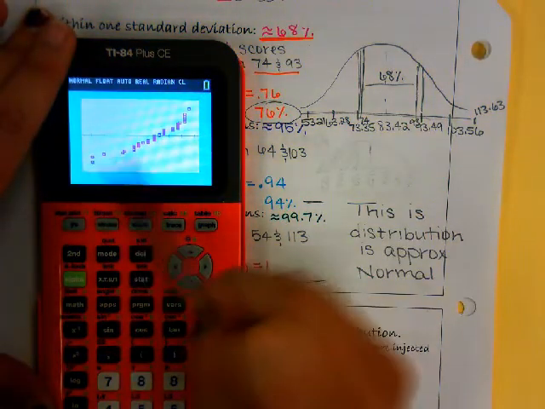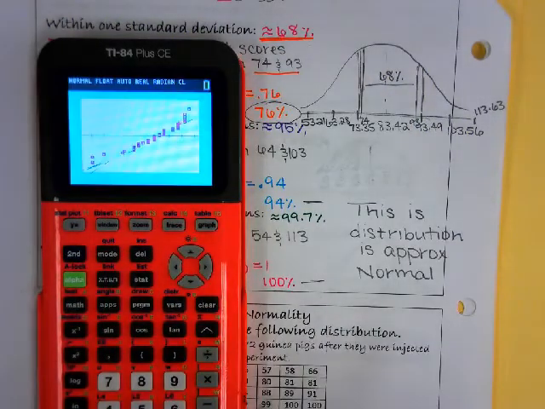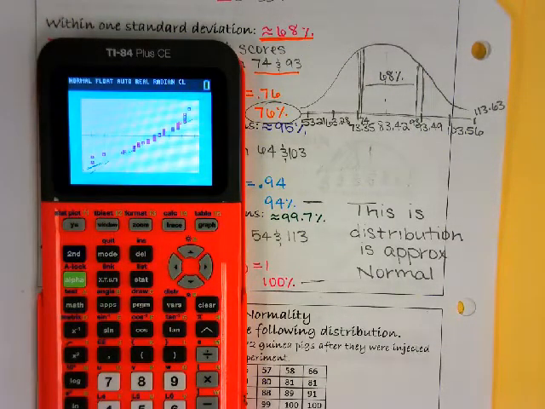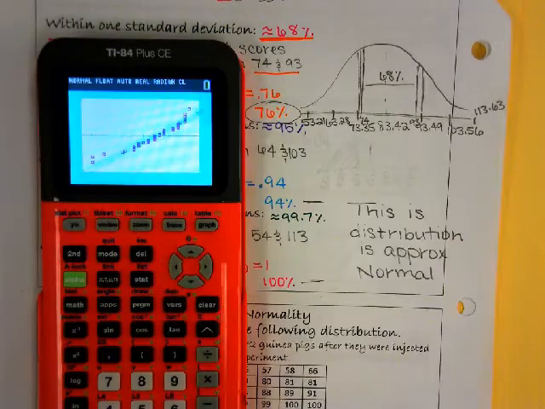If I draw a line through there, for the most part, it's going to just follow a straight line. Anyways, you guys get the idea. If we follow a linear relationship pretty well, it's not going to be perfect, we can say our distribution is approximately normal.